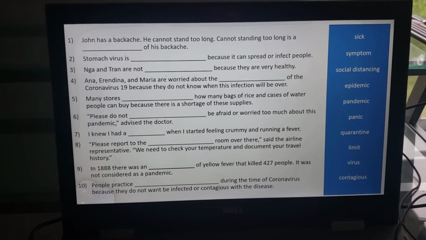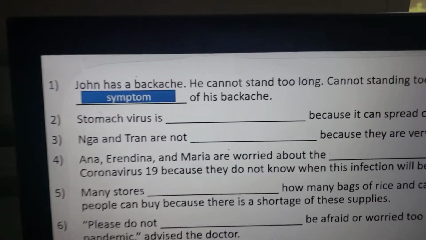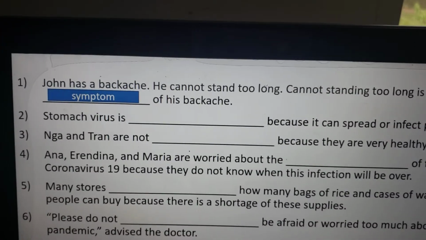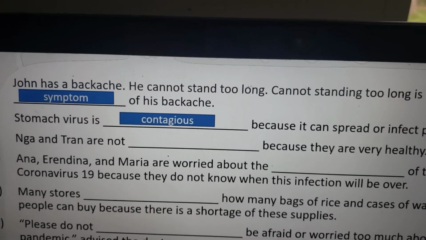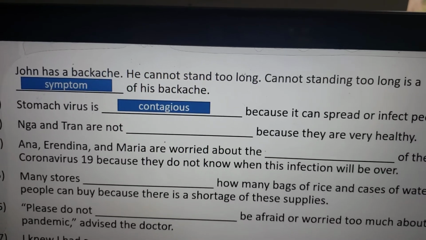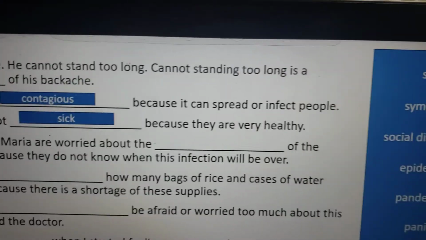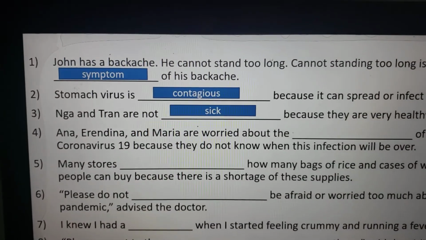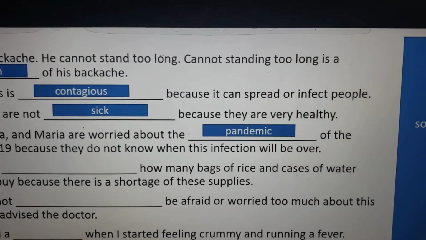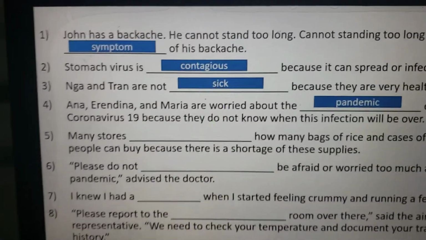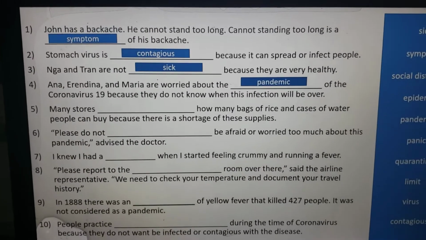Pause the video and match them and see how many you are correct. So if you say number 1, symptom, then you are correct. Number 2, stomach virus can be contagious, or people can have it if one person has it. Nan and Chan are not sick because they are healthy. Number 4, Anna, Arendina, and Maria are worried about the pandemic, which is a big illness that can affect many people at one time all over the world.